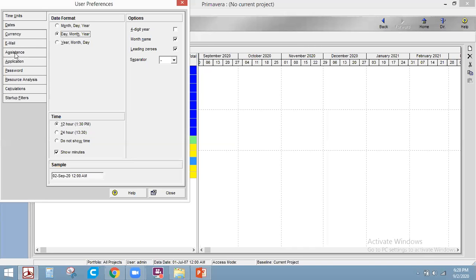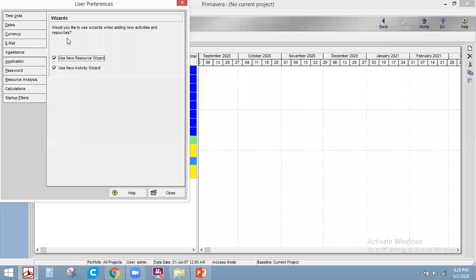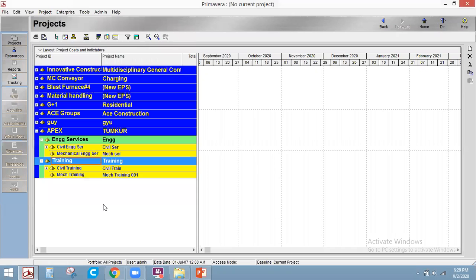Okay, next, coming to the assistance part, here we have wizards: use new resource wizard and new activity wizard. We need to check this one because, as you guys are freshers, you need to add new resources and all. For that, it must be checked, and then go for close. Got it? Everyone got it? These are the minimum and basic initial settings for Primavera. What we'll do is we'll go to calendars next.